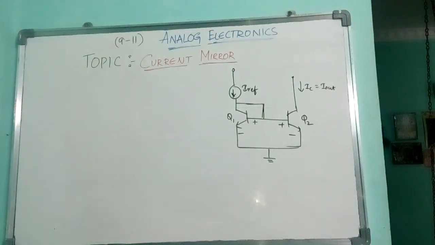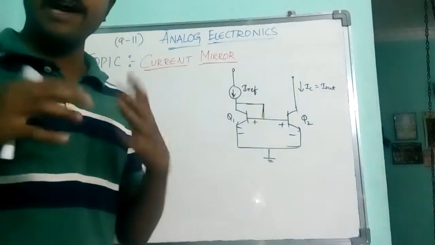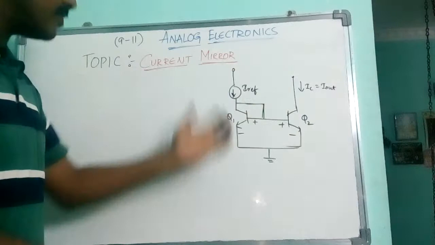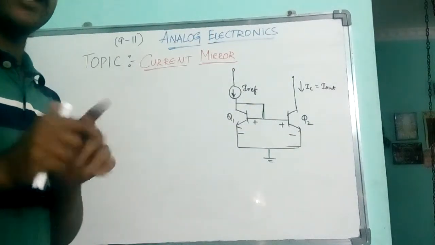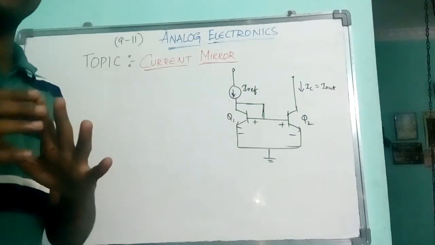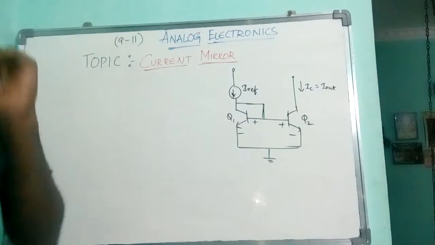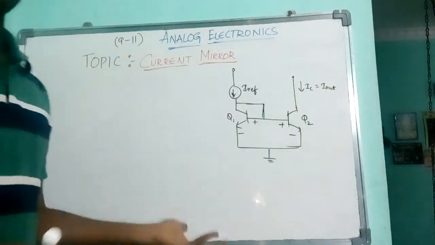So here we'll start with the current mirrors. In the previous lectures we have seen the biasing. Now there we'll get 2 to 3 marks, and again this current mirror has some weightage of 2 to 3 marks. We cannot expect how many questions we'll get from the current mirror, but definitely one question we'll get, that is for 2 marks or 1 mark.